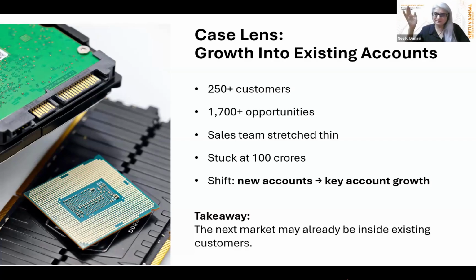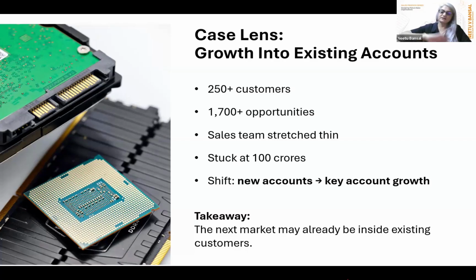So we said, okay, let's do one thing. What does no time mean? Let's not go and look at more accounts. Let's look at existing accounts. Can we do more business with existing accounts? We brought it down, and in phase 1 we identified 42 key accounts, and we distributed these 42 key accounts between their 10 salespeople.